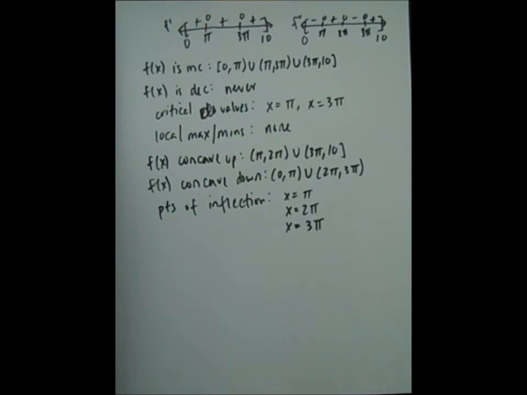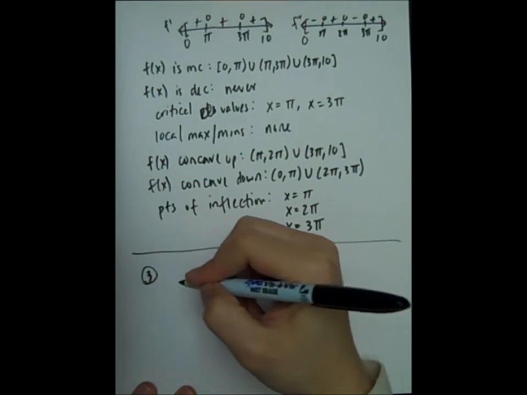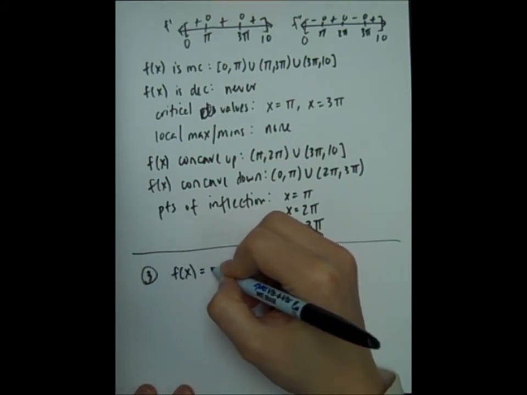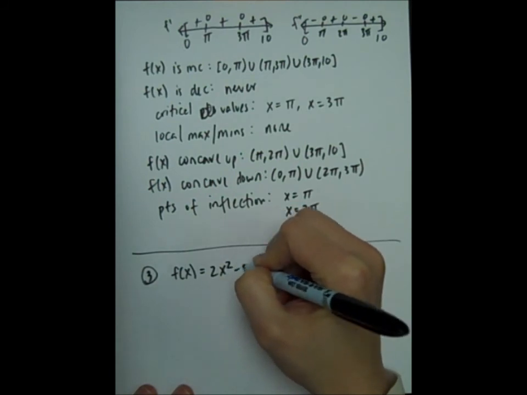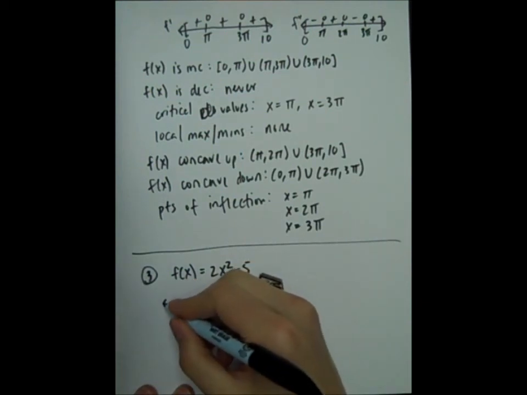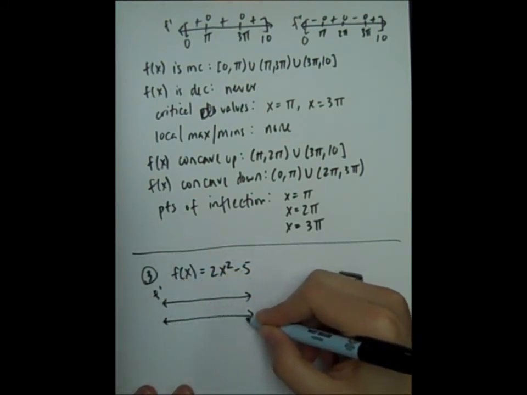Okay, let's do one more here. Let's look at the function, a little bit easier function here, 2x squared minus 5. Let's answer all the same questions. Increasing, decreasing, concave up, concave down, local maxes and mins, etc. So I'm going to need 2 number lines. I'm going to need my first derivative, I'm going to need my second derivative.